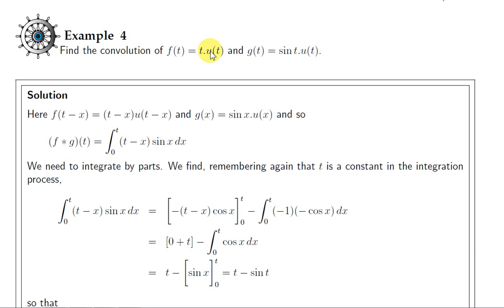Let's take this example here. f of t is t times u of t, so f of t minus x is just t minus x, we leave off the u part. g of x is sine of x.